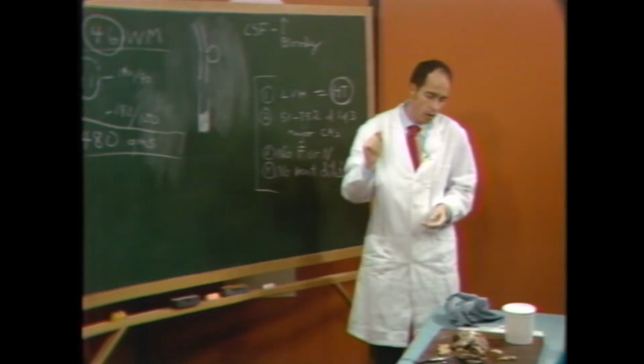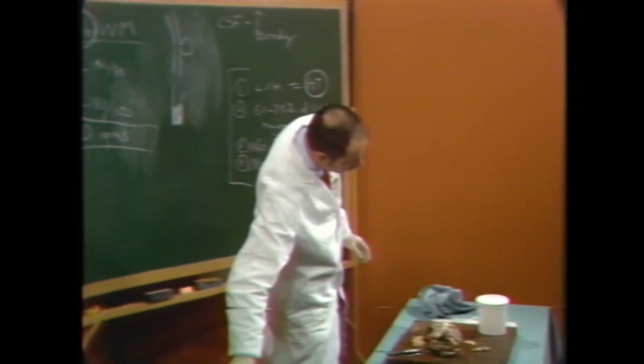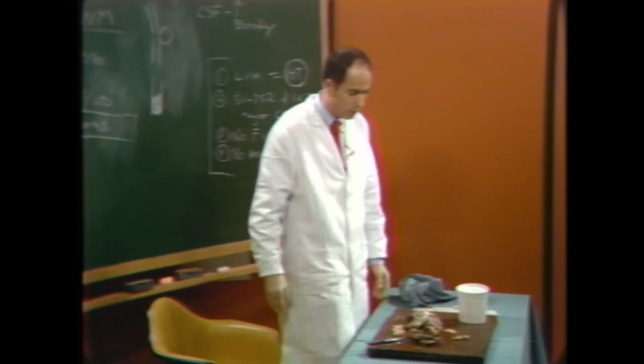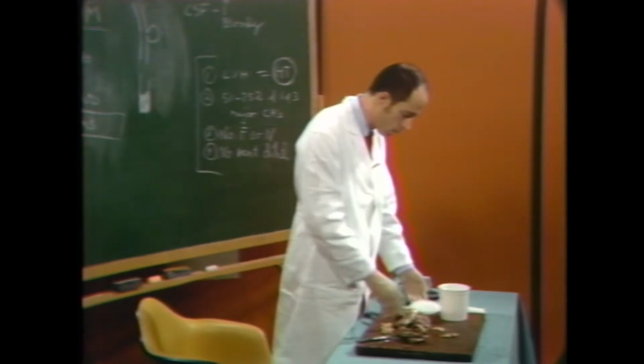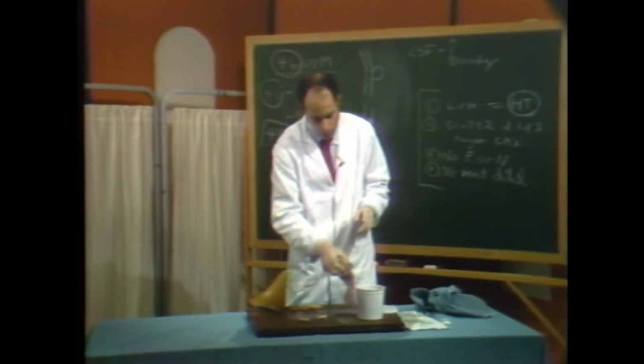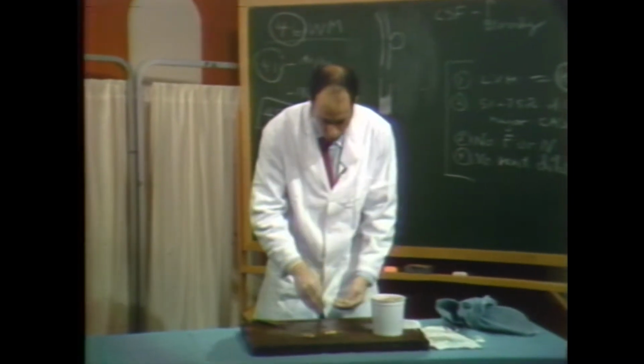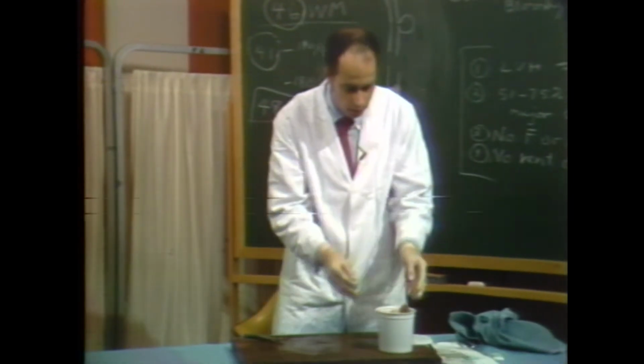Most CNS hemorrhages are consequences and complications of systemic hypertension. And if we could do away with systemic hypertension, we'd do away with most CNS hemorrhages, obviously excluding trauma and the rest.